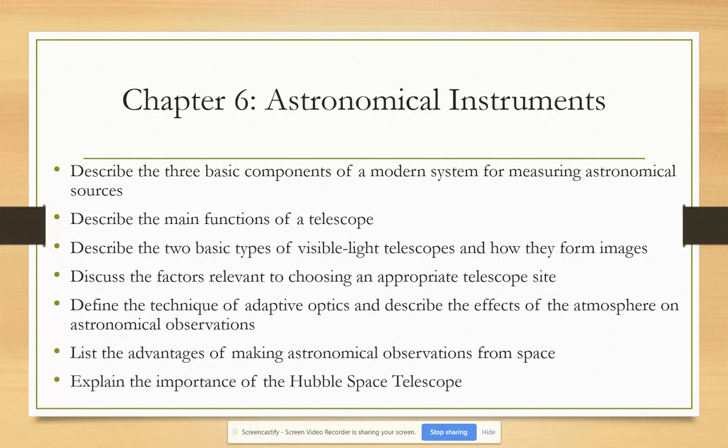Okay, we're on to chapter 6. So, the 3 basic components of a modern system for measuring astronomical sources. What do we call a modern system for measuring astronomical sources? A telescope, thank you. So, we're looking for the 3 basic components of a telescope. What do you think those are?